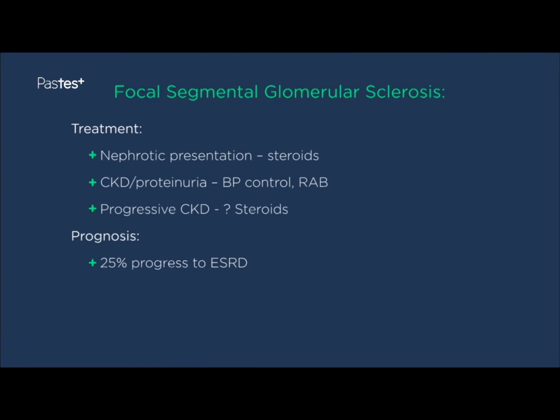In terms of treatment, if FSGS patients present with nephrotic syndrome, then again we would try moderate to high dose steroids to try to control that. Those who present with CKD or proteinuria again receive blood pressure control to a target of 130/80 and the use of renin-angiotensin blockade. And for progressive CKD, again, we have no clear treatment regime. Some people would try moderate dose steroids, but others would just continue to treat them with renin-angiotensin blockade. 25% of patients with FSGS will progress to end-stage renal disease.